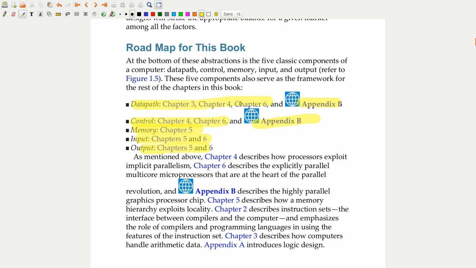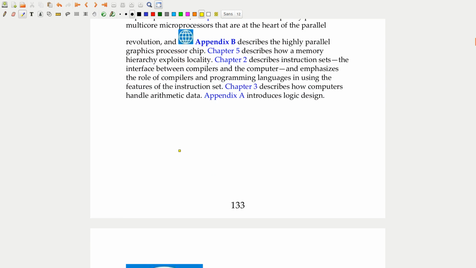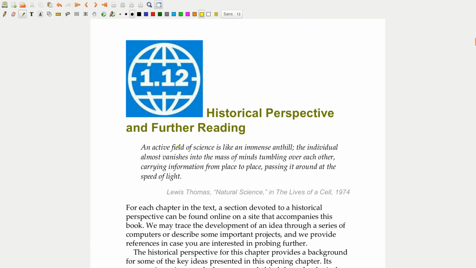And then same thing with chapter 6 on both of these, input, output, so I/O, and control and data path. And then memory will kind of dedicate to itself. The only reason they have chapter 5 here for memory and input and output is because of memory mapped I/O. That's likely the only reason. Or maybe RDMA as well.